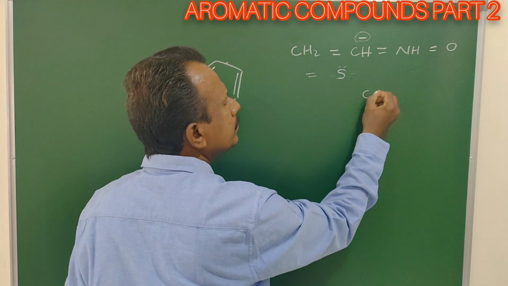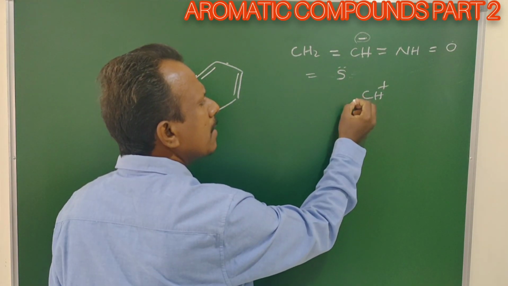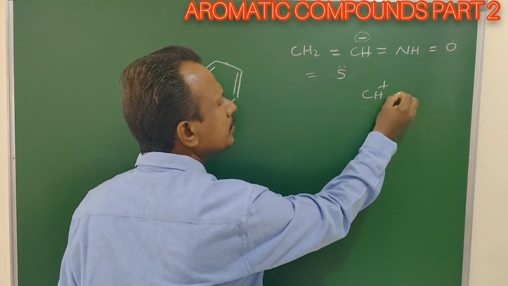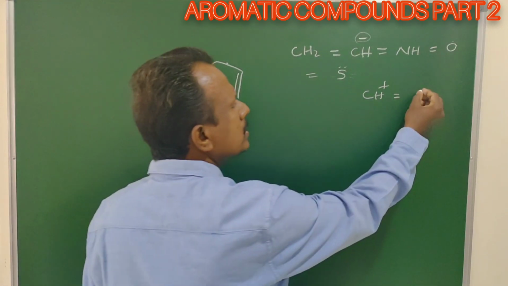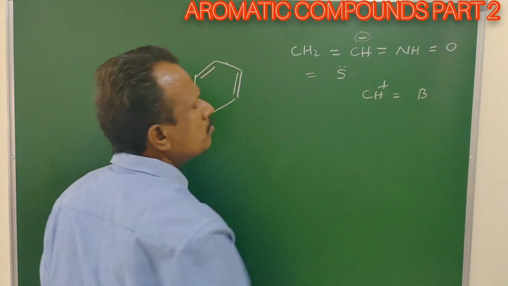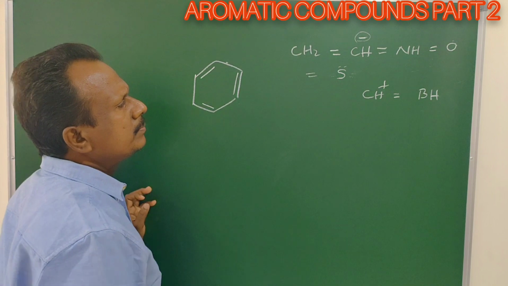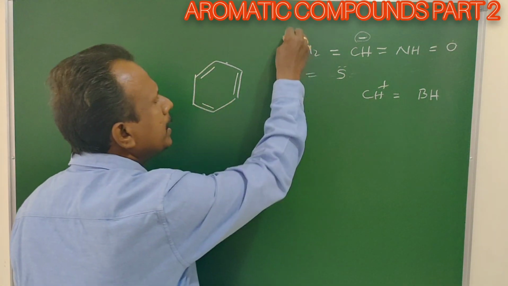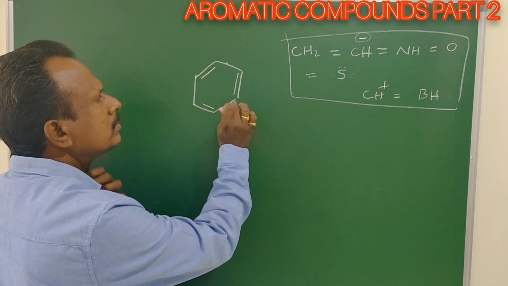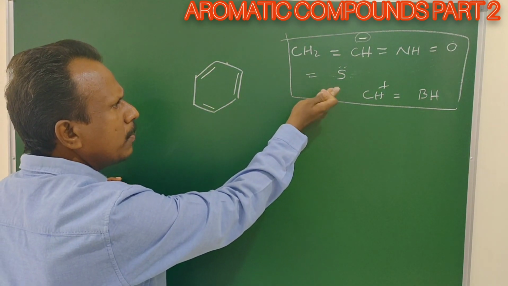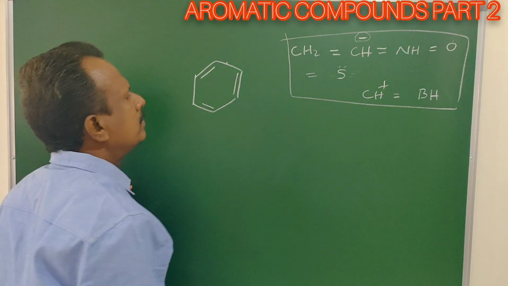Next one, CH plus. They are divalent groups having 4 valence electrons. BH also has 4 valence electrons. This is a very important trick to derive the aromatic or non-aromatic compounds from the 6-membered compound. This trick is also used in 5-membered rings.